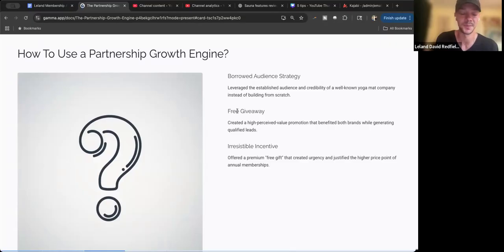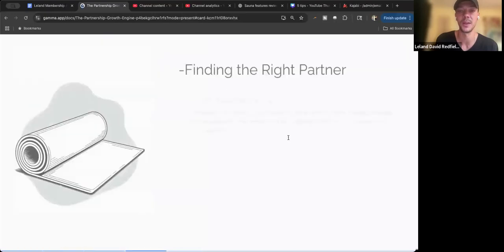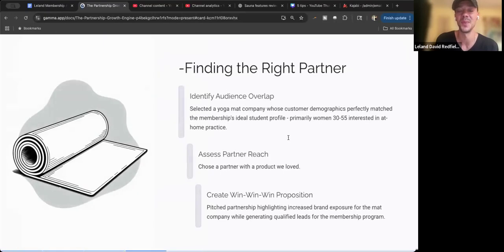And then we did a free giveaway. In this case, we partnered with a yoga mat company and we did a free giveaway of their mat to the world, to our audience, to their audience. And then we had an irresistible incentive. Again, it was a premium yoga mat, so it was exciting. And it was a higher price point yoga mat, which is important down the road because we're going to talk about how we convert these people into members.